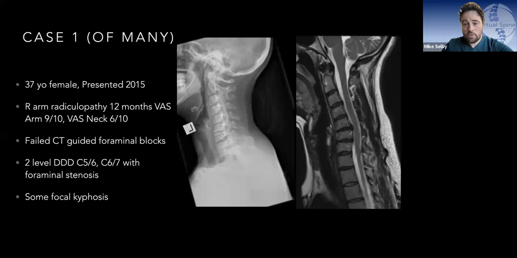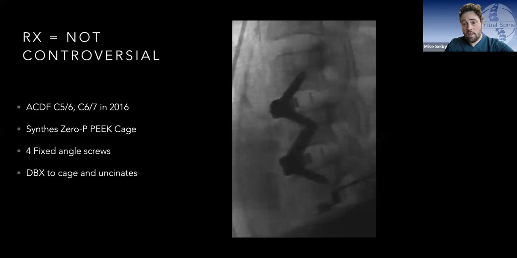She's got 2-level disc degeneration, C5-6 and C6-7, with foraminal stenosis. I won't run down all the slices here. It's not the place to be talking about the nuances of ACDF, but she also has some focal kyphosis. And so, at the time I did what I felt was the standard of care, which was a 2-level ACDF. Now, I may have done a disc replacement on one of those levels now, but back then I think the degree of focal kyphosis worried me, despite the patient's relatively young age.